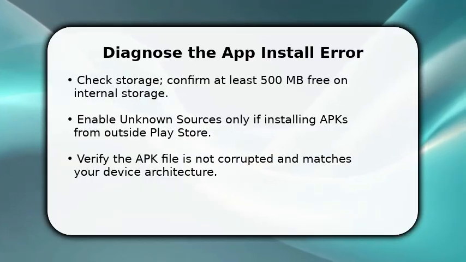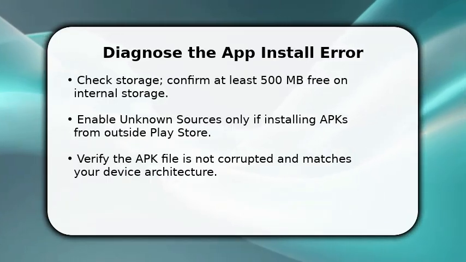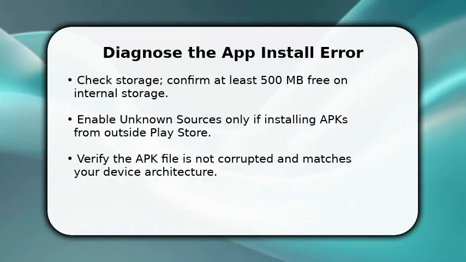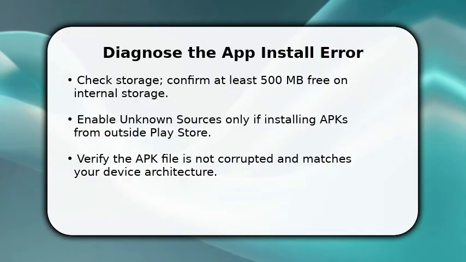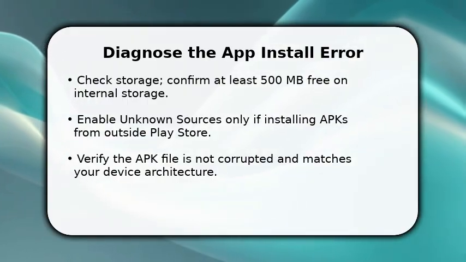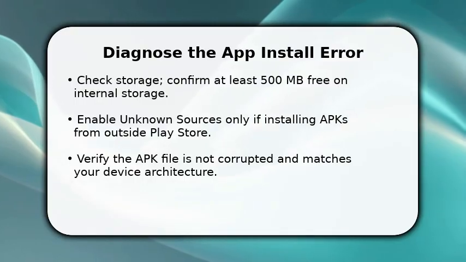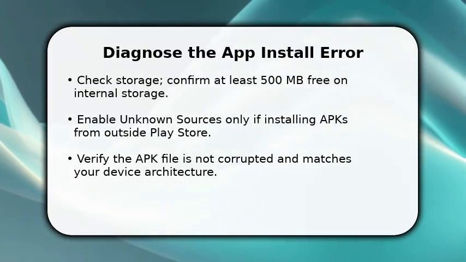Start by diagnosing the root cause of the app not installed message. Check device storage and confirm at least 500 MB free on internal storage. Clear cache of the package installer and attempt installation again. Verify the APK file is not corrupted and matches your device architecture, like ARMv7a or ARM64-v8a.